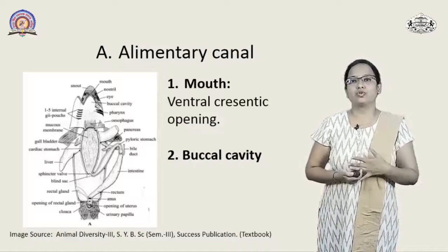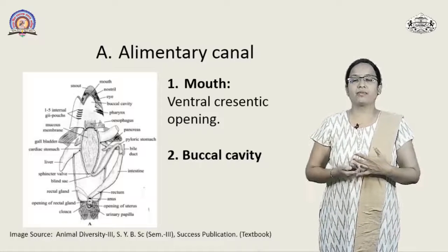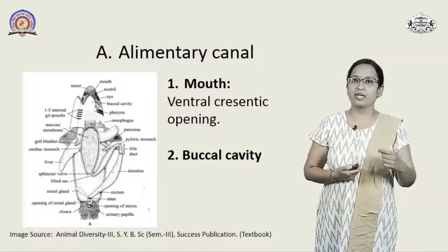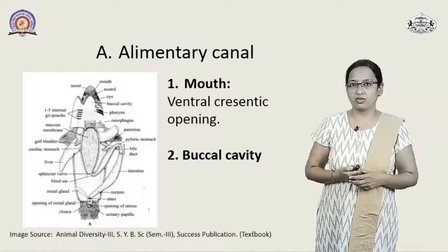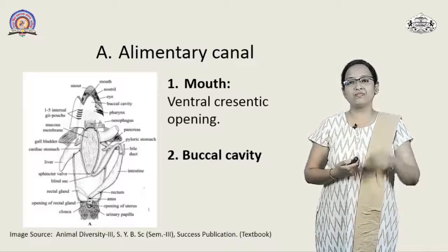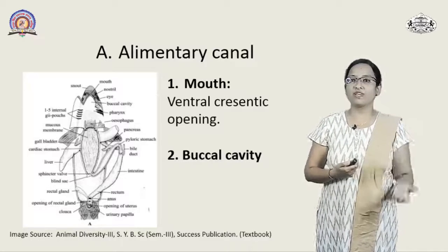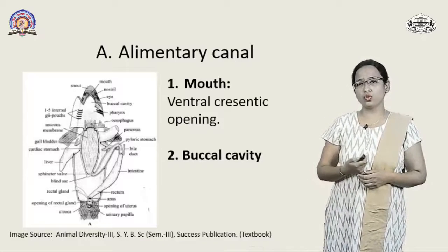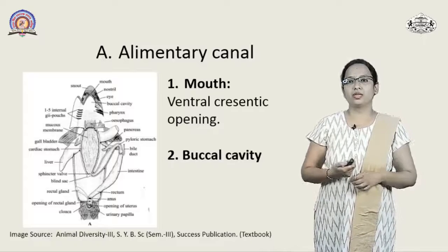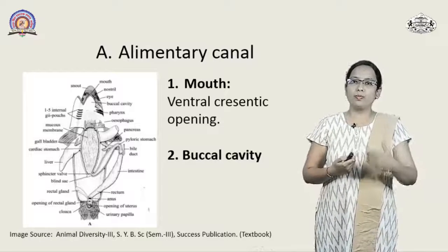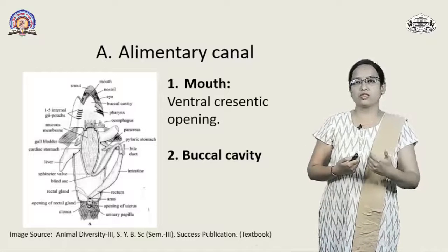Now it is a very large cavity. It will be dorsoventrally flattened, okay, and this particular cavity has a lining. The mucous lining is going to be rough in nature. Why is it rough in nature? Because there is the presence of rough structures which are modifications of the placoid scales.